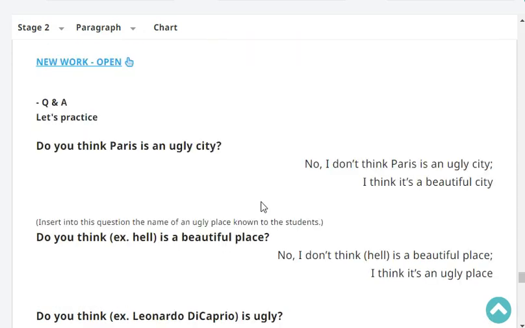Do you think Paris is an ugly city? No, I don't think Paris is an ugly city. I think it's a beautiful city.